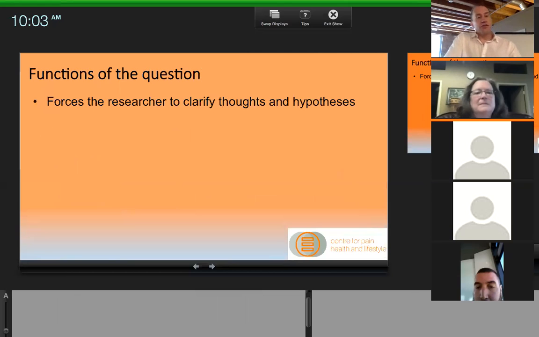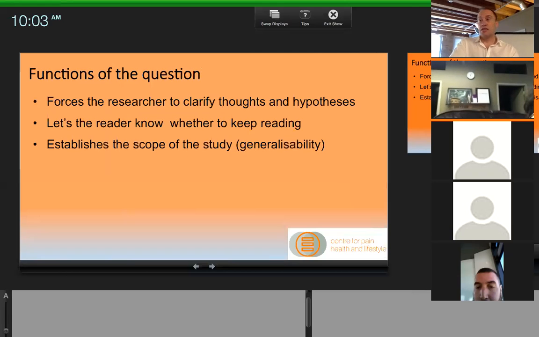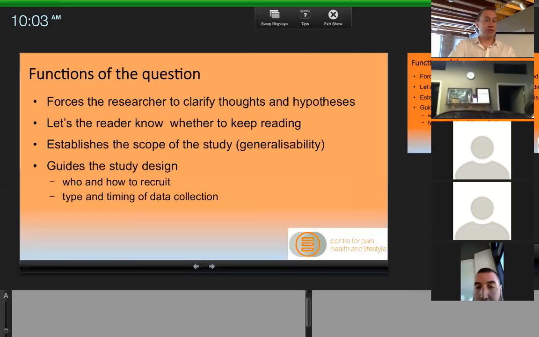So from a researcher's perspective, it really forces the researcher to clarify what you're thinking and what your hypotheses are. From a reader's perspective, as I said, if it's not clear to you, don't read the study. It establishes the scope of the study. So it tells you the boundaries where this study fits. As I said, it guides the study design. So it tells you who and when to recruit.